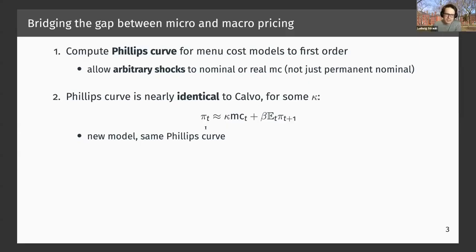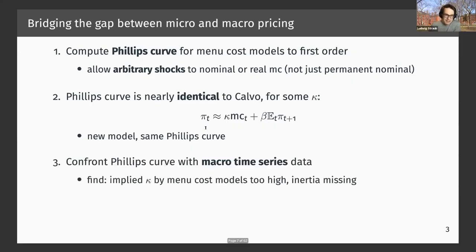so that the menu cost model implied Phillips curve really looks like a Calvo-Phillips curve just for some kappa. Now, in some sense, we write down the fancy menu cost model, but at the end of the day, it seems like the Phillips curve is an old one that we already know. And so what implications does that have?